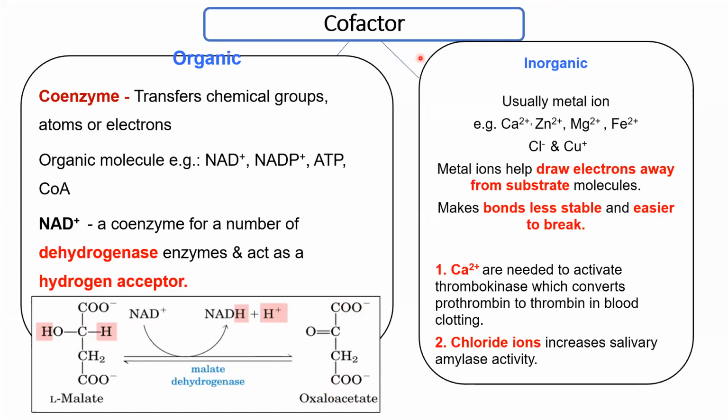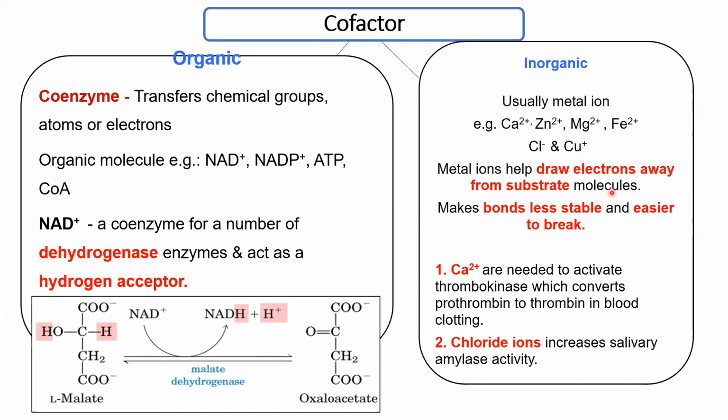All right. So the next type of cofactor is inorganic ions. Usually they are metal ions, such as calcium ion, zinc ion, magnesium, ferrum, chloride ion, and also cuprum ion. So metal ion, what is the function of this metal ion? It helps to draw electrons away from substrate molecules.